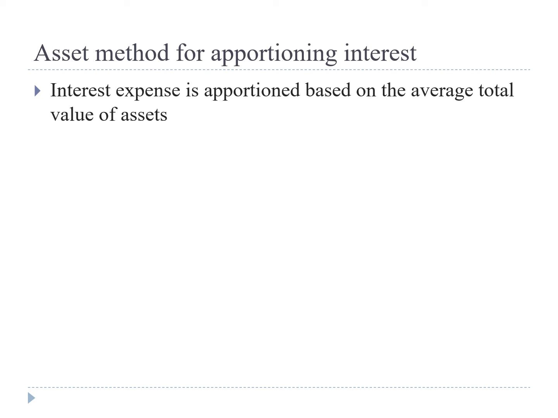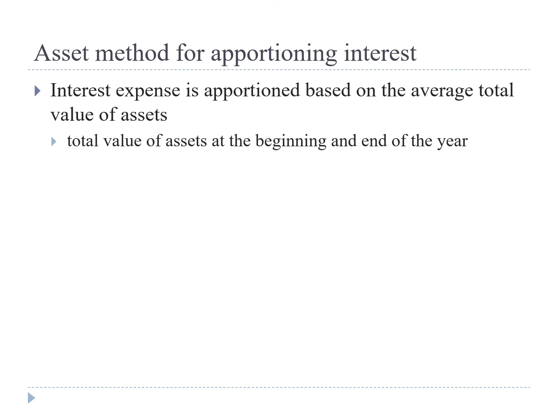Under the asset approach, interest expense is apportioned based on the average total value of assets producing income within statutory and residual groupings. The annual average of asset values within each statutory grouping and the residual grouping is computed for the year on the basis of total value of assets in such categories at the beginning and end of the year.